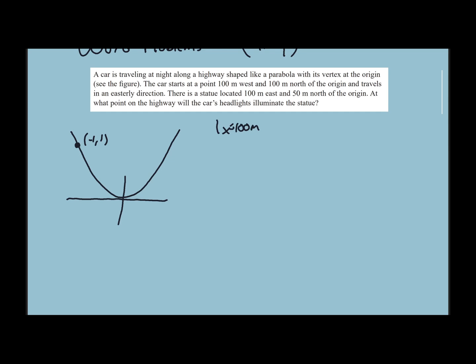It's traveling in an easterly direction. That's that way, to the right, for our purposes. And that there is a statue located 100 meters east and 50 meters north of the origin. We'll put that right about here. I'll label that as 1 and 1/2. There, like that. At what point on the highway will the car's headlights illuminate the statue?